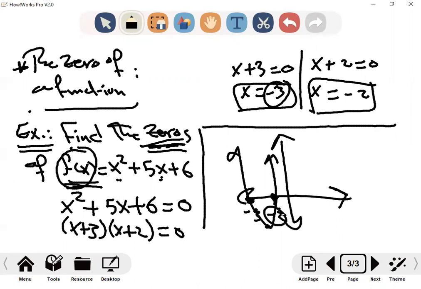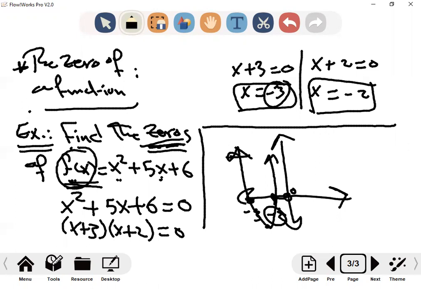Like this -2. This -2 makes the function of this curve equal, y equals 0. Done. Now go to example 5. See example 5 in front of you.